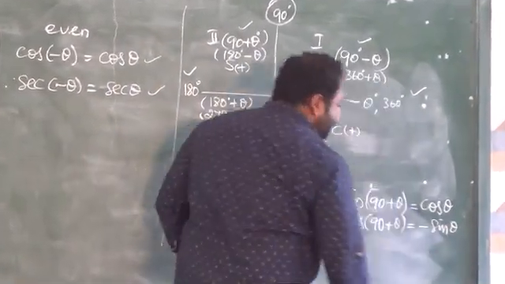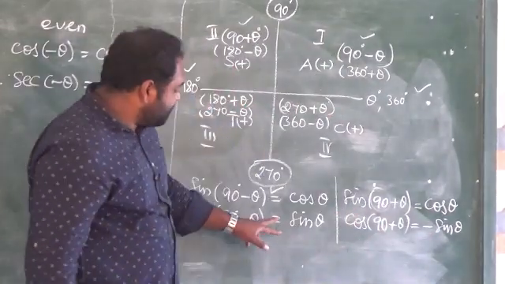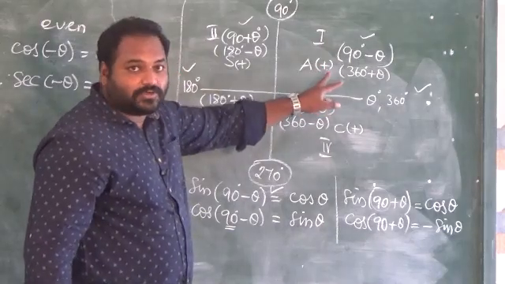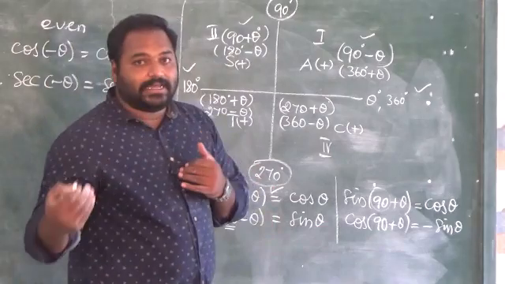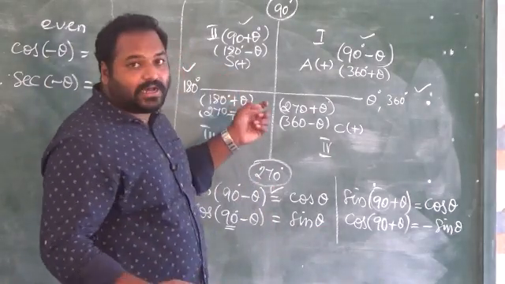You must know the changes in this answer too. See here, we have no change in the sign because it is in the first quadrant, where all are positive. Only the co-ratio changes. But when you go to other quadrants, we have to check the sign, plus or minus.